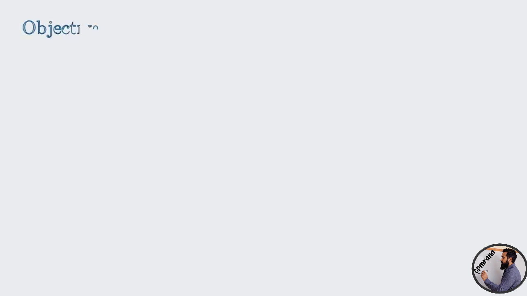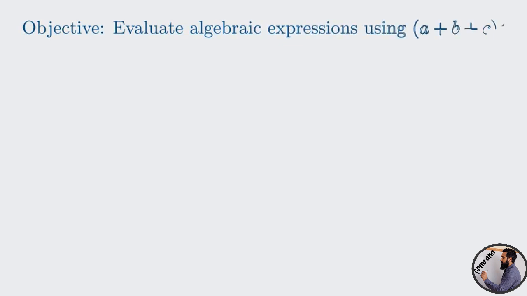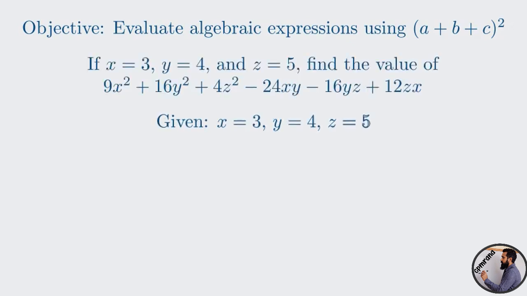Welcome. Today you will learn how to evaluate complex algebraic expressions by identifying and applying the square of a trinomial formula. Our goal is to find the value of a specific expression given the values for x, y, and z. Let's look at our problem. We are given that x equals 3, y equals 4, and z equals 5.